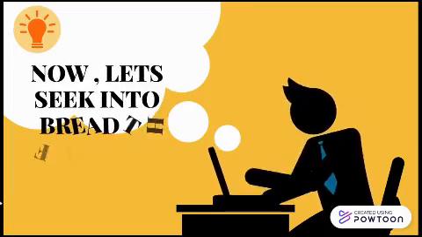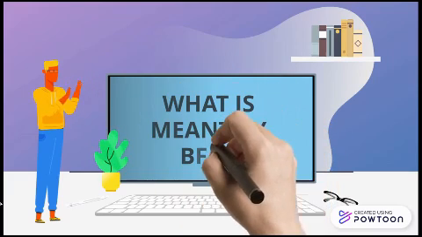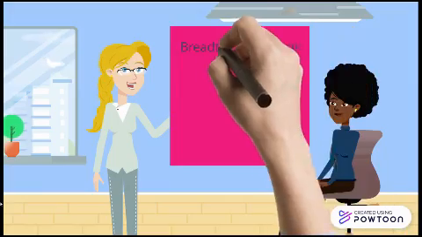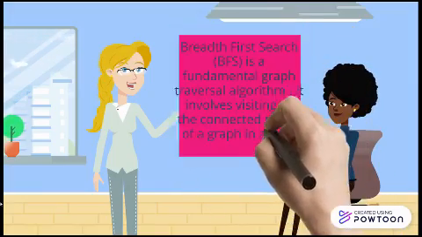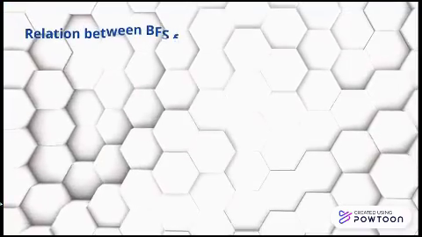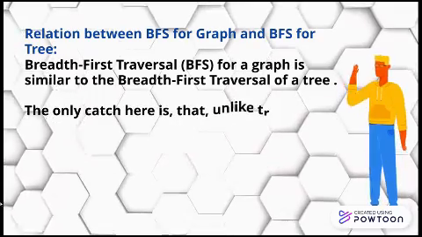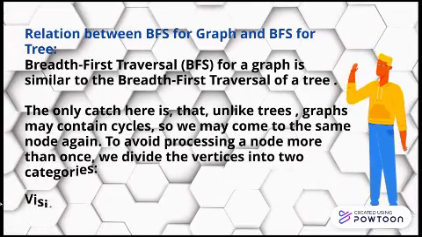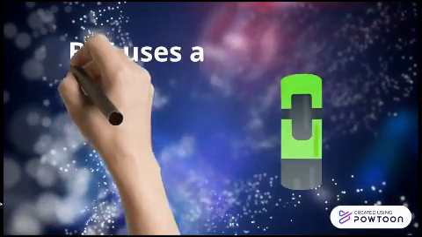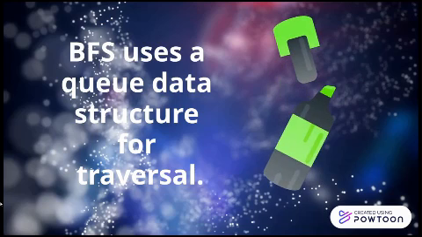Now, let's look into the concept of the breadth first search algorithm. What is meant by BFS? BFS is nothing but breadth first search, a fundamental graph traversal algorithm. It involves visiting all connected nodes one by one. Consider the relationship between BFS for graph and BFS for tree. The only catch here is that unlike trees, graphs may contain cycles, so we may come to the same node again. BFS uses a queue data structure for traversal.